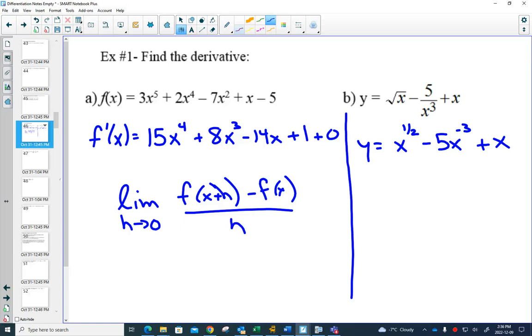So my derivative, and I'll try to use all the different notations of derivatives so you get used to them better. So the derivative, dy dx, the half would come out in front, subtract 1 from the exponent. The negative 3 would come out in front, give me plus 15, subtract 1 from the exponent. And derivative of x would just be plus 1.